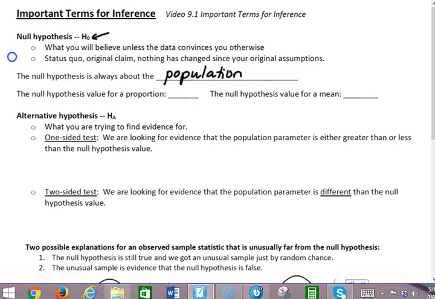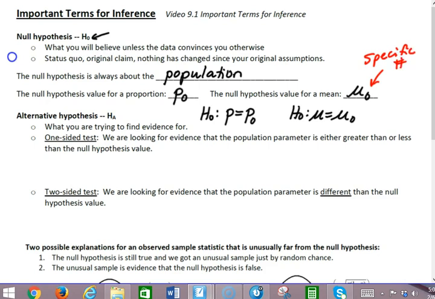So we see this little subscript 0. When we say the null hypothesis value for a proportion, we call it p naught. The null hypothesis value for a mean is mu naught. So, for example, our null hypothesis would be p is equal to this certain null hypothesis value of p, or mu is equal to this certain null hypothesis value for mu. When we are doing an actual problem, these will be specific numbers in our hypotheses. But if we're just talking about it in general, we call it the null hypothesis value, and we use that little symbol to recognize that.